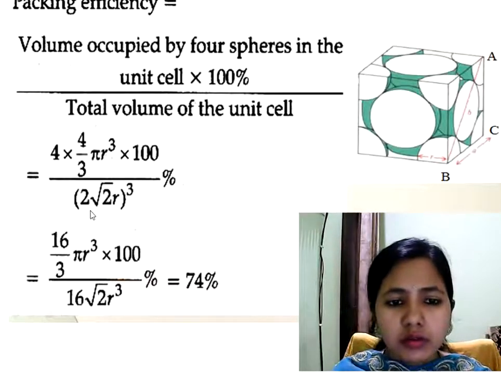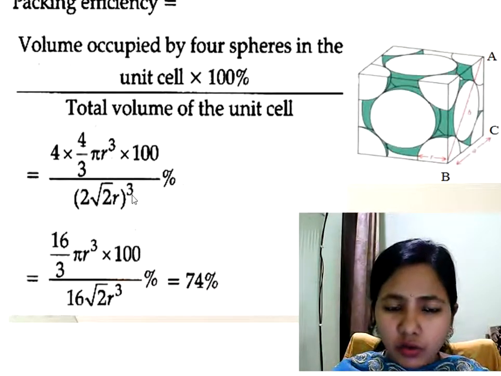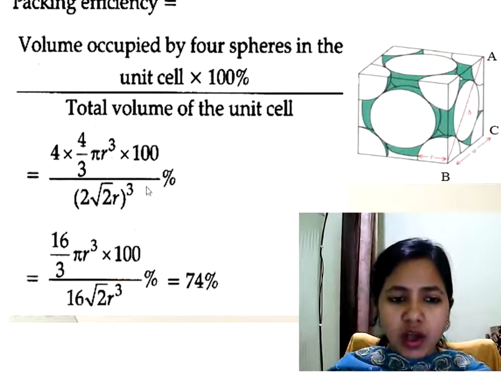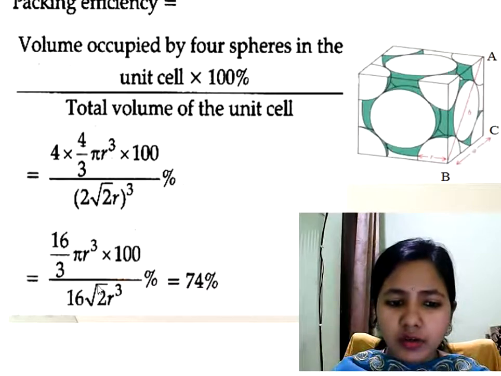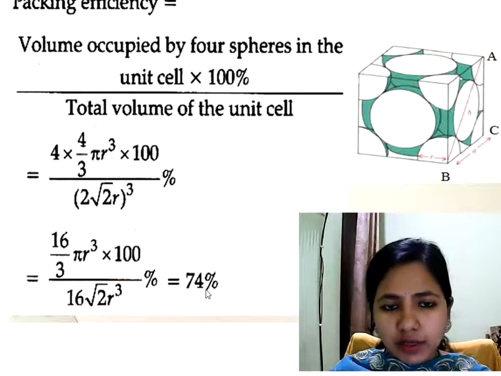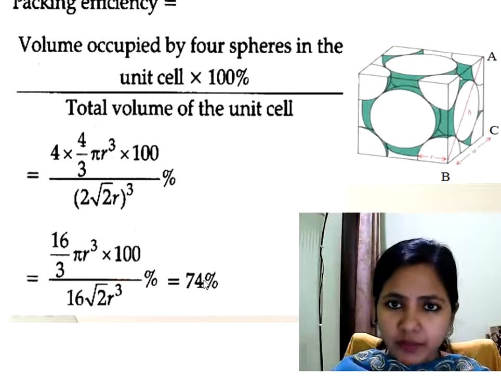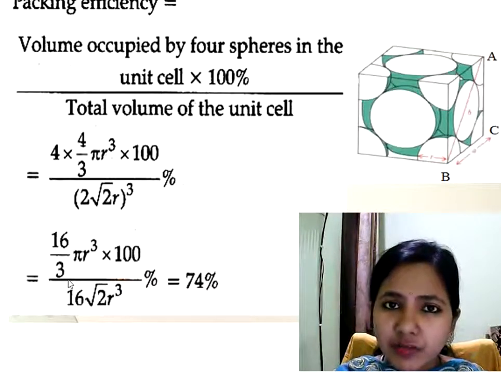Upon the volume of the unit cell. So it is a cube, which is equal to (a root 2 r) whole cube, right? So after solving this, we will get (16 by 3 pi r cube) into 100 upon (16 root 2 r cube). Now if we go on solving this, we will get the value of 74%. So in case of FCC, the packing efficiency is 74%.